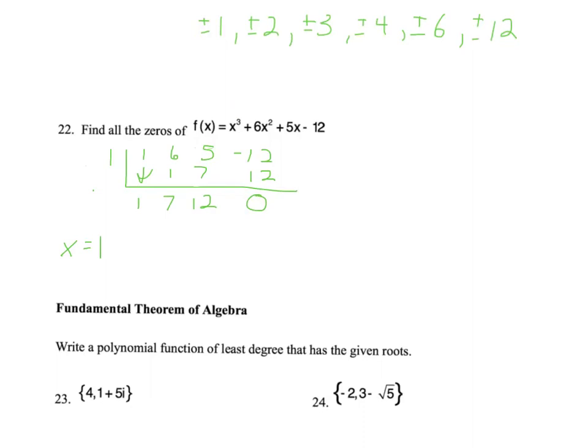1 is a 0. So now I'm going to take x squared plus 7x plus 12 and factor it further, and I get x plus 3 and x plus 4. So my other two zeros are negative 3 and negative 4.